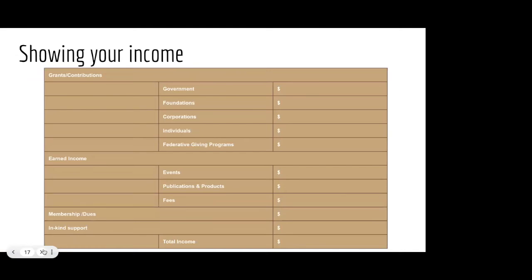And I like to show income like I would show a budget, but by categories, because it shows that you are diversifying, right? My example of the orphanage in Africa, they had not diversified their funding so that when that funding stream disappeared, they were left with no funding. You don't want that to happen. You really want to show that you are diversifying your funding.